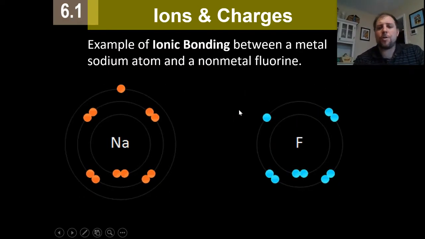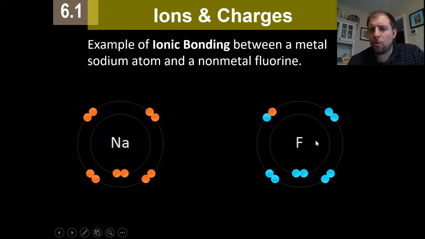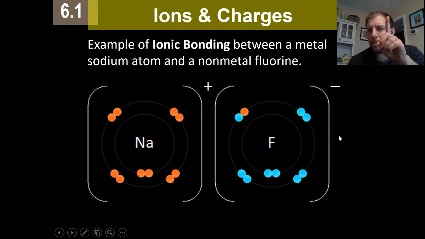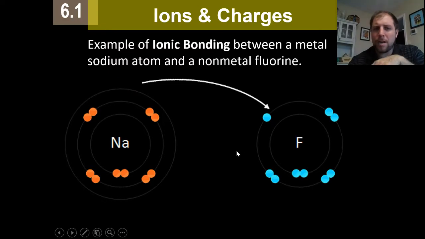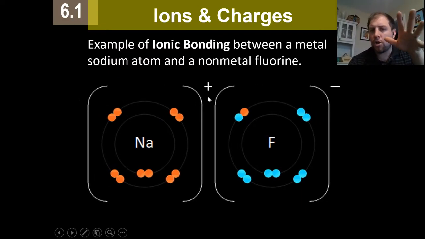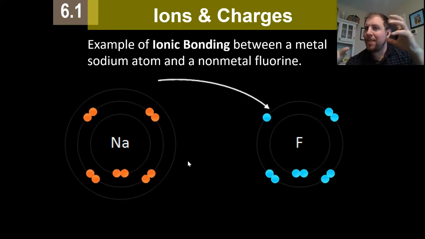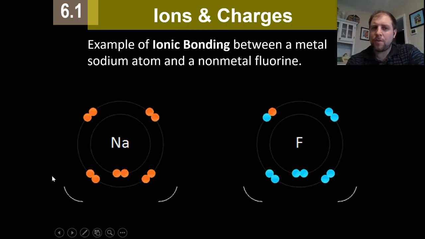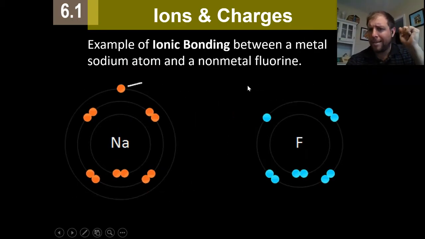So we see sodium right here has one outermost electron, which it gives up to this fluorine. The fluorine wants one, and the sodium wants to get rid of one. It's a match made in heaven. So the sodium loses an electron, and then they become charged ions. One's positive, one's negative, and they stick together because of their opposite charges. This is ionic bonding in a nutshell.